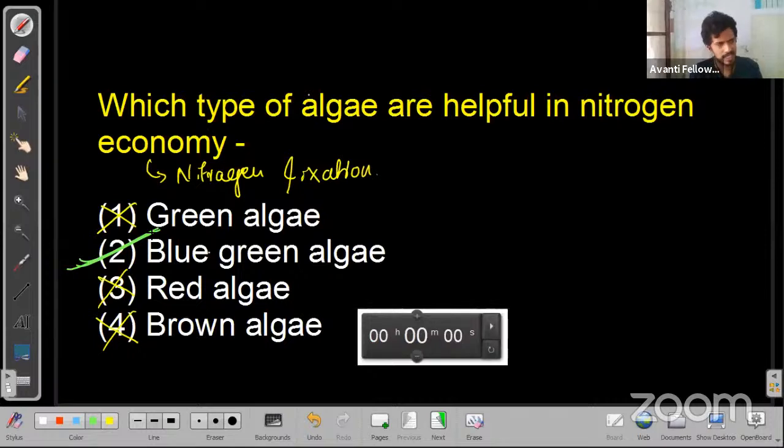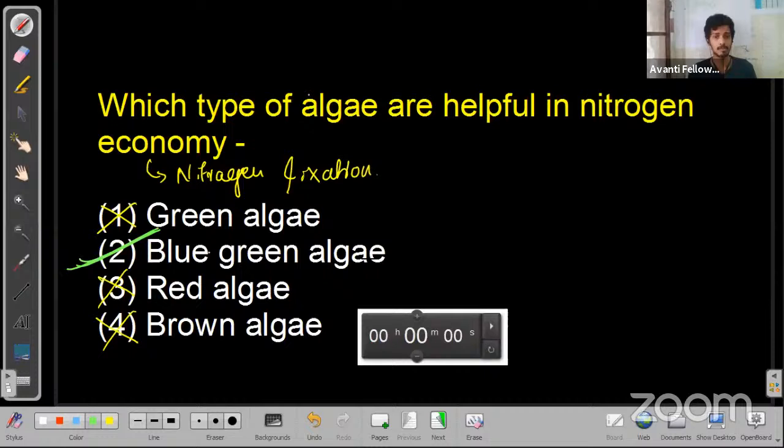This question was asked earlier in AIPMT. Before NEET, the exam name was AIPMT, the All India Pre-Medical Test. I want to mention to you guys that sometimes questions may be asked like this, so don't get confused.